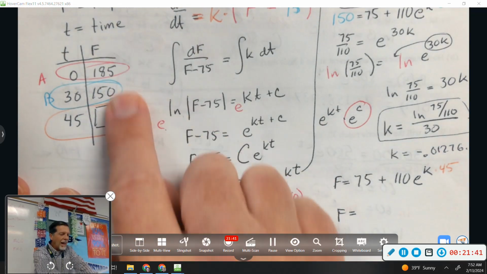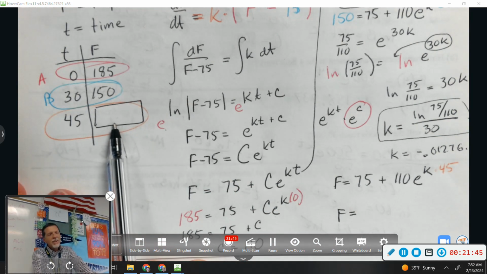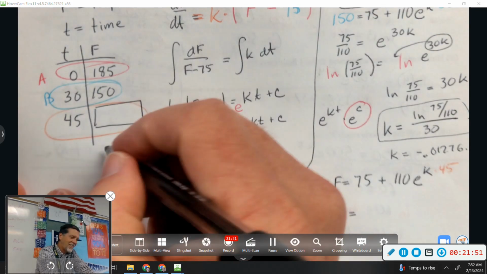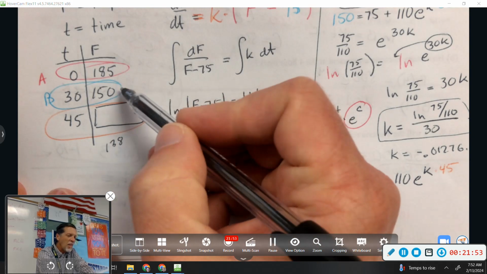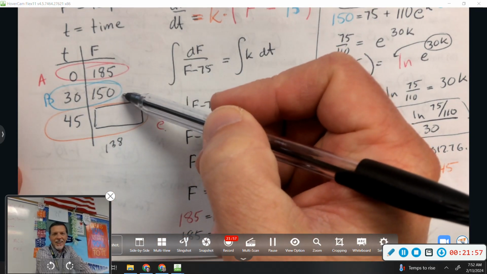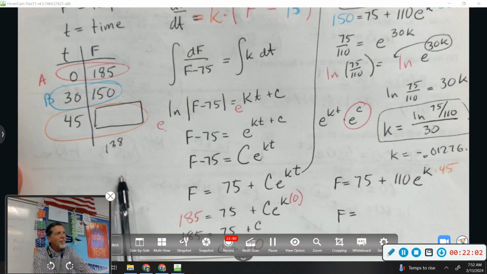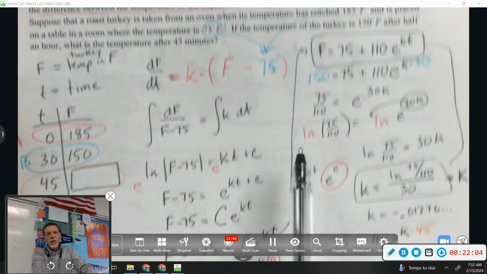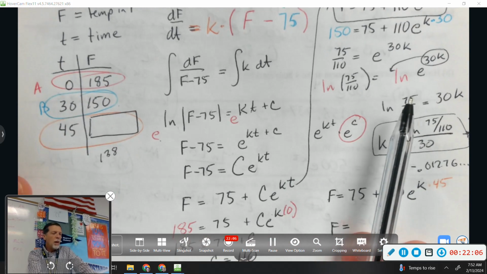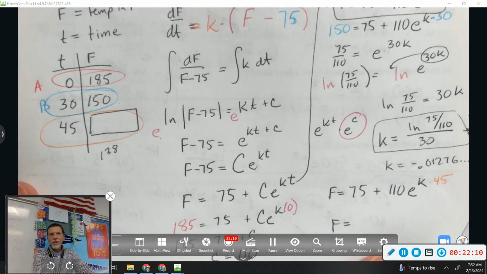Oh, I forgot to do the guess thing. When we lay it out like this, any guesses on what this number will be? Let's see who's a good guesser. 138. Okay, I like that guess. It's definitely lower than 150, and it's definitely above 75. Even though this problem is hard because there's tons of information, the more information there is, the better you can guess what the answer is going to be.